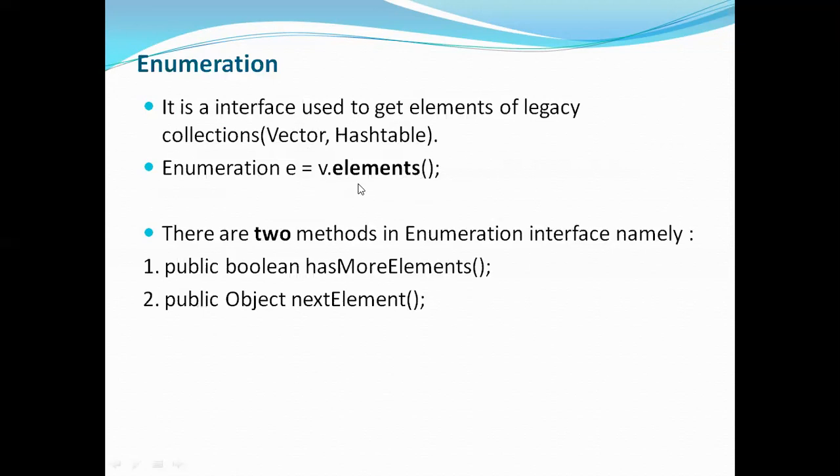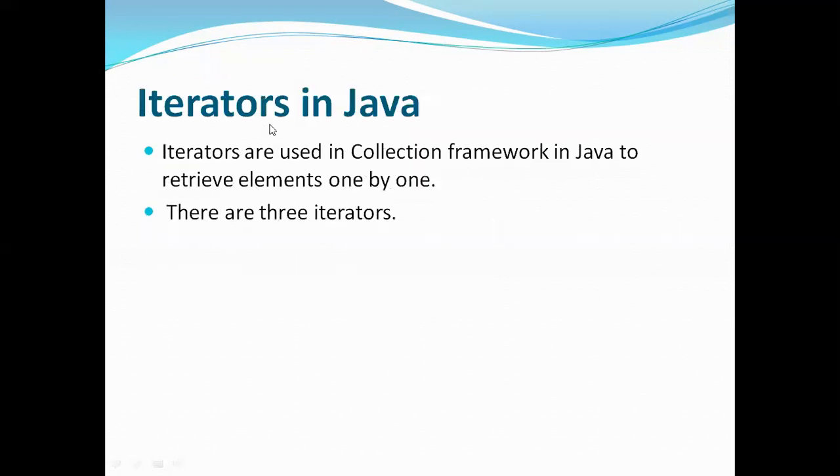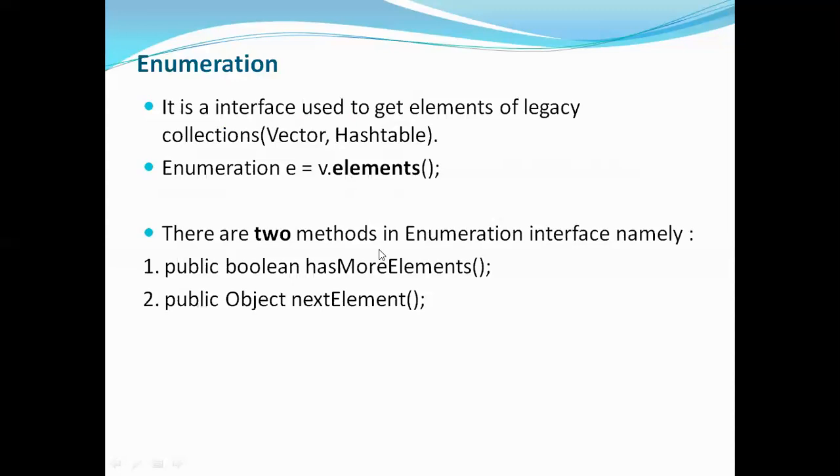Here v stands for vector. If you are using a hash table, you have to write h.elements(). This is the object which is created for our enumeration. Using this, you can print the elements of a particular vector.